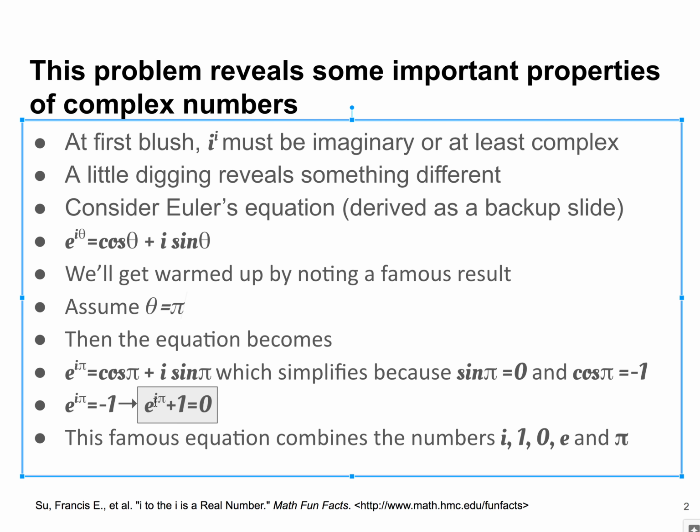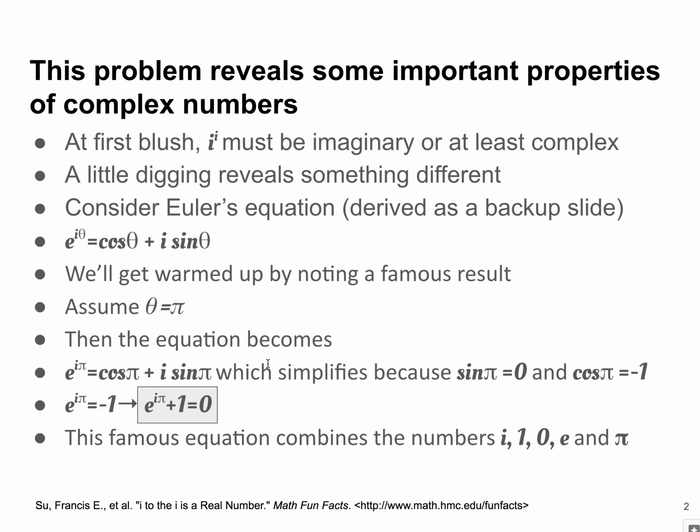The trigonometric functions go away, and we get e to the i pi plus 1 equals 0, and this is famous because it combines all these iconic math symbols into one equation. It's a particularly powerful technique, and it gives us some insight into what you can do by substituting things into Euler's equation.